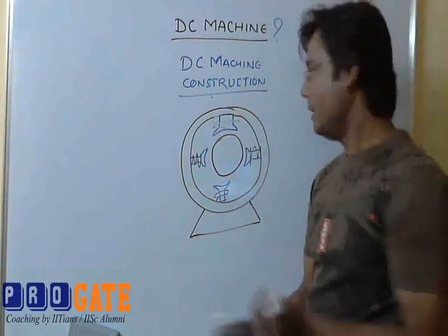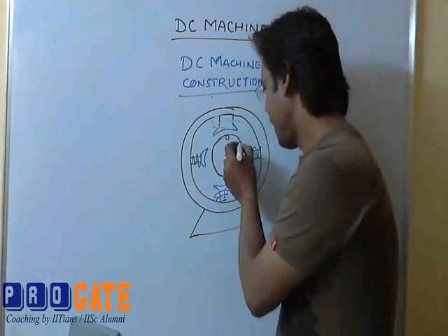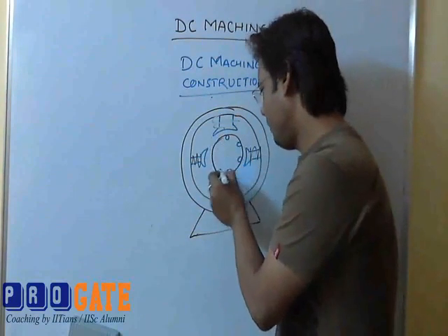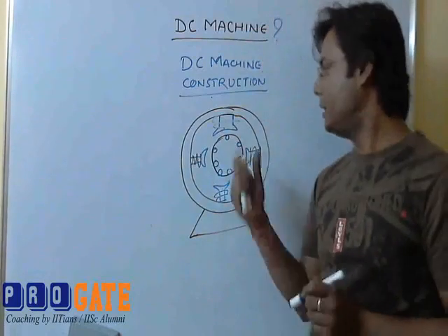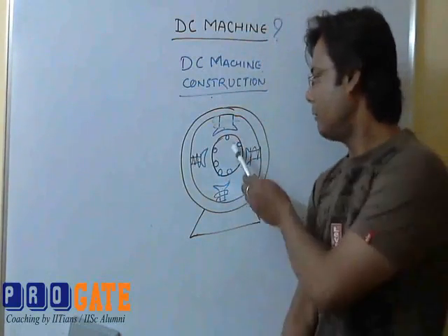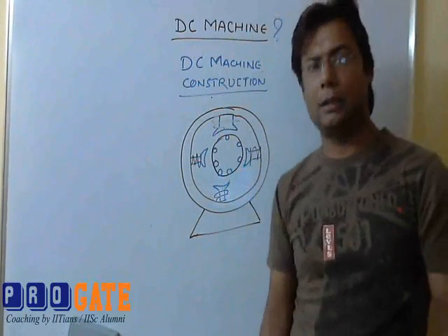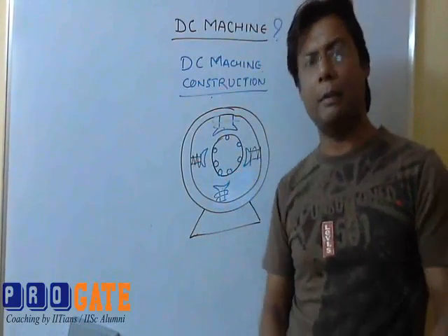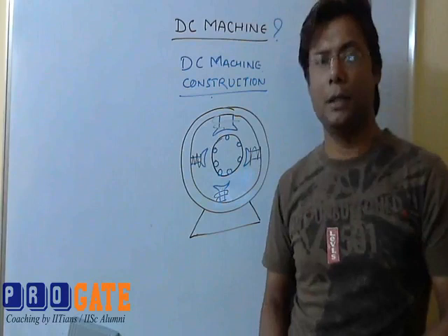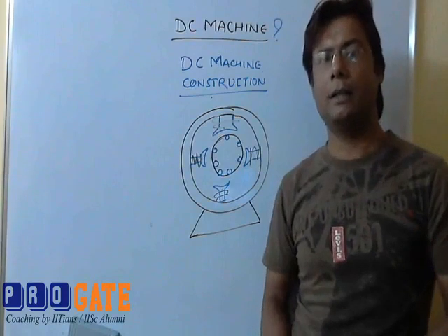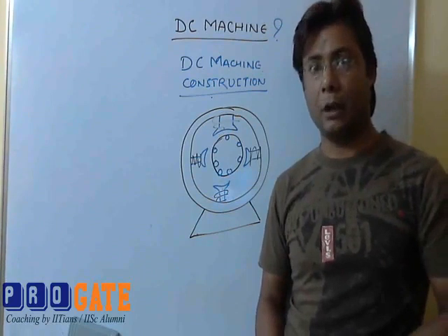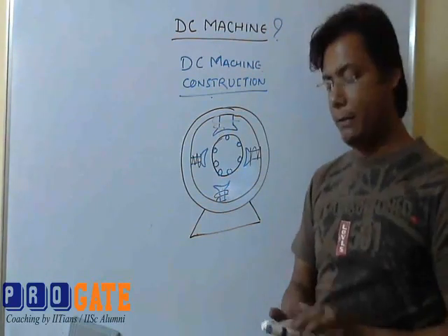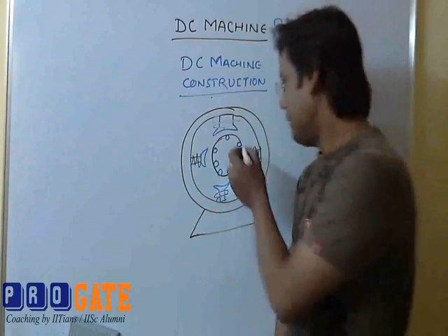It has some slots to hold the winding inside. These small blue circles are called the armature slots, in which the windings will be placed. Armature windings will be placed in these.